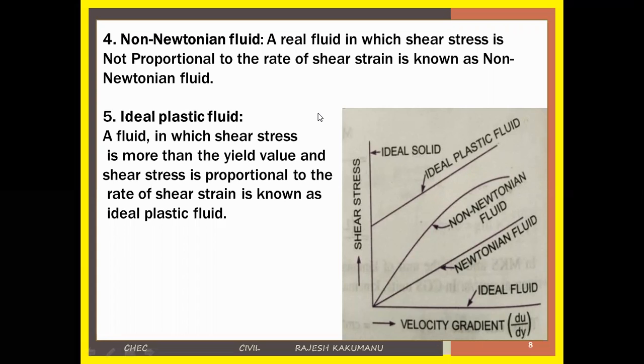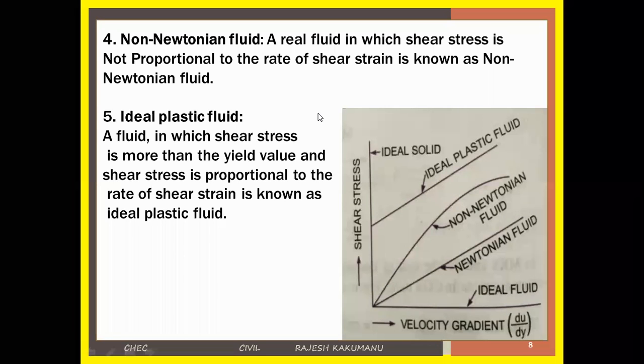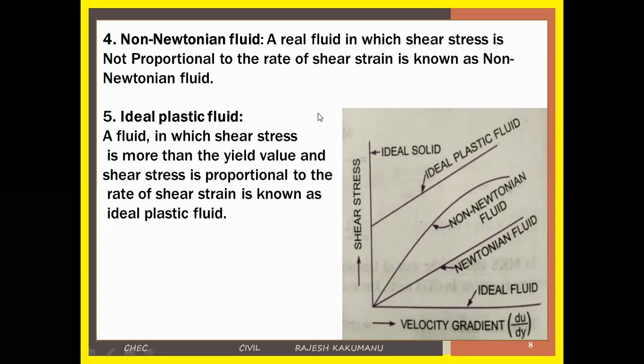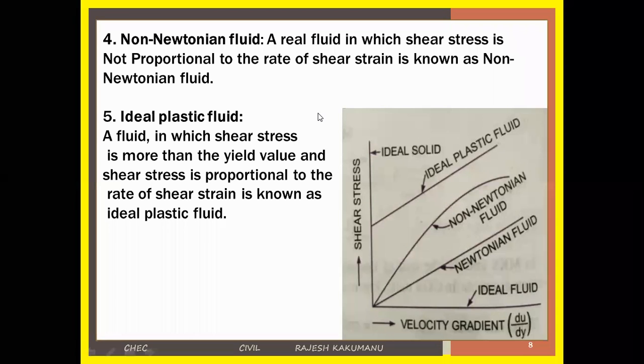So the Newtonian fluid obeys Newton's law of viscosity, which is directly proportional to shear strain. It gives a straight line. Next, the non-Newtonian fluid takes a curve, which means it does not obey the law of proportionality. Ideal fluid generally does not occur in nature, but some sort of viscosity is there. So that's why it's graphed on the x-axis and y-axis.